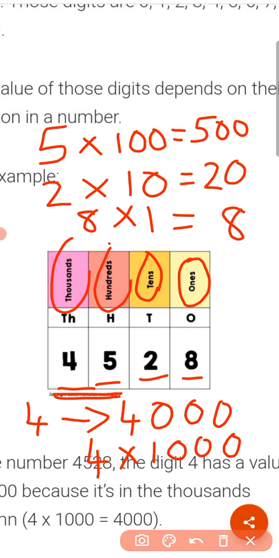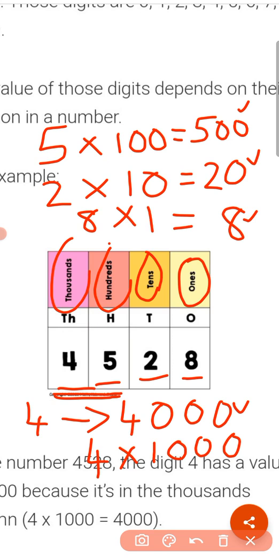The given number is 4528. 8 is in ones place, so its value is 8 into 1, 8. 2 is in tens place, so its value is 2 into 10, 20. 5 is in hundreds place, so its value is 5 into 100, 500. 4 is in thousands place, so its value is 4 into 1000, 4,000.